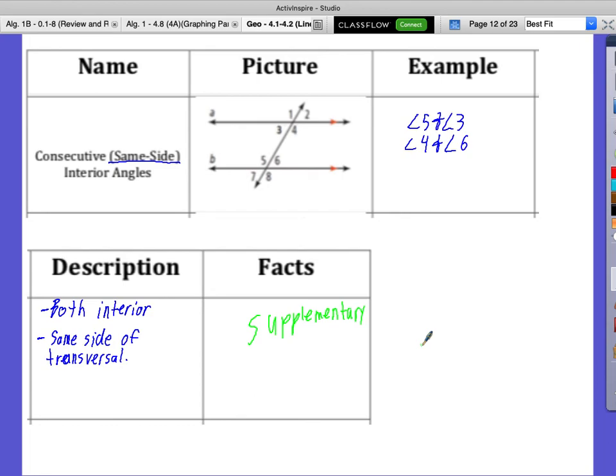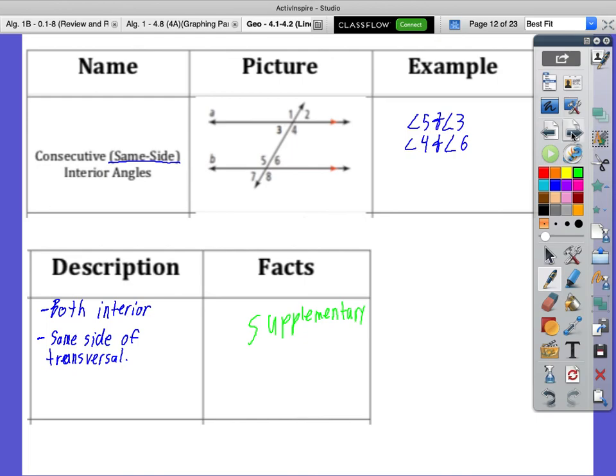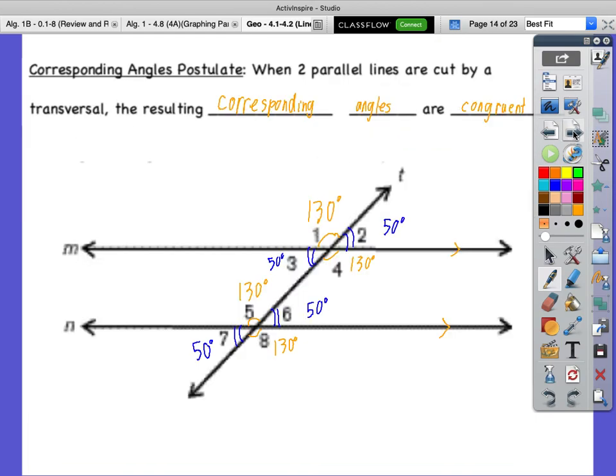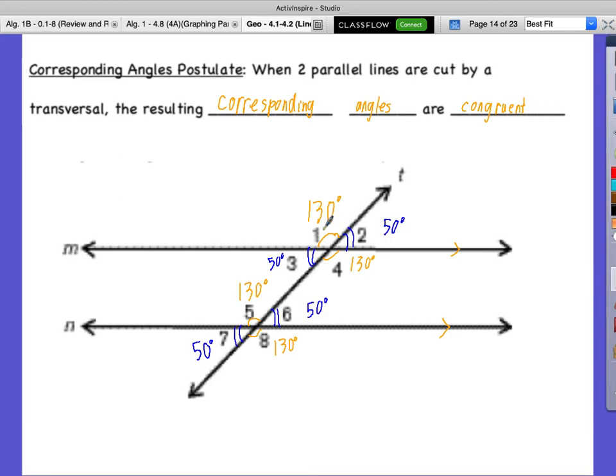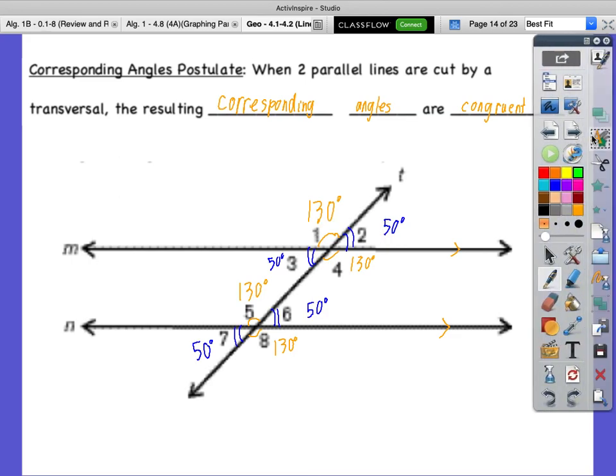Okay? And last but not least, the last thing we'll write down today is same side exterior angles like 2 and 8. What do we notice about them? Supplementary. 1 and 7? Supplementary as well.